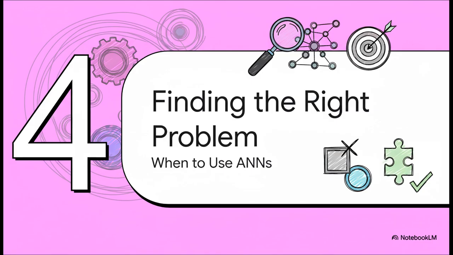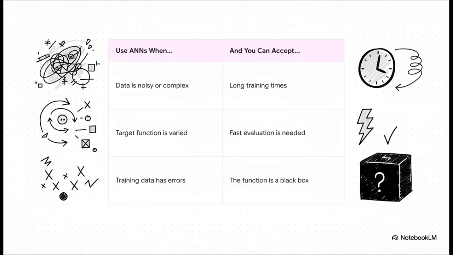So, what are these things actually good for? I mean, they're not a silver bullet for every problem. But for a very specific kind of challenge, they are absolutely in a league of their own. You want to use an ANN when your data is a total mess. Noisy, complicated, maybe even full of mistakes. They're perfect when you need an answer fast, and you're okay with it taking a good long while to train the model up front.